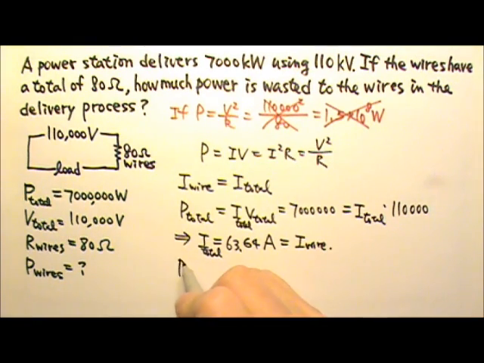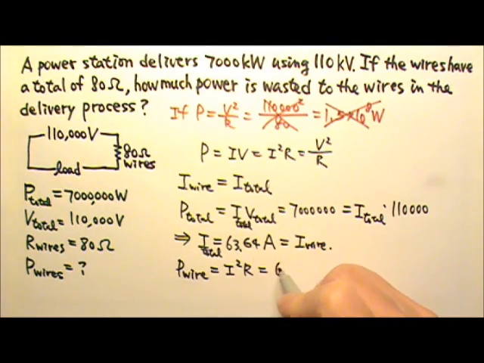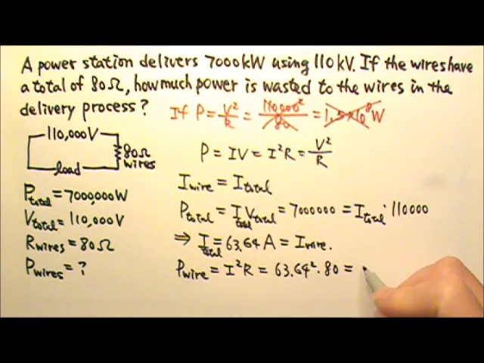So now for the wires, we have the current and the resistance. It will be convenient to use I squared R. That would be the current 63.64 squared times the resistance of the wire, 80. And this will give us about 324,000 watts. So this is the answer.